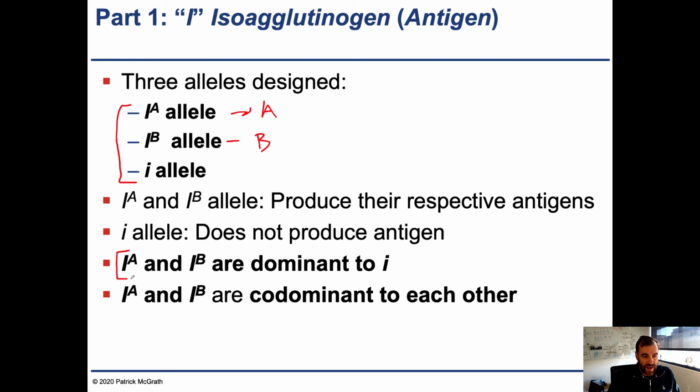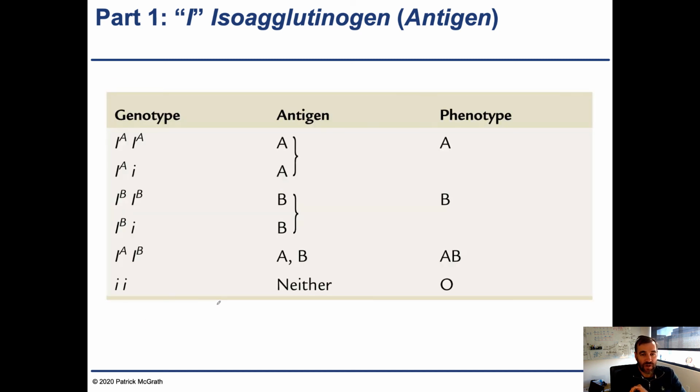So IA and IB are dominant to little i. This one is dominant to this allele, and this one is dominant to this allele. But these two alleles have a codominant relationship to each other. So what does that mean? If we look at all the possible genotypes, because A is dominant to little i, the phenotype has to be the same. They both produce the antigen A, and your blood type is A.